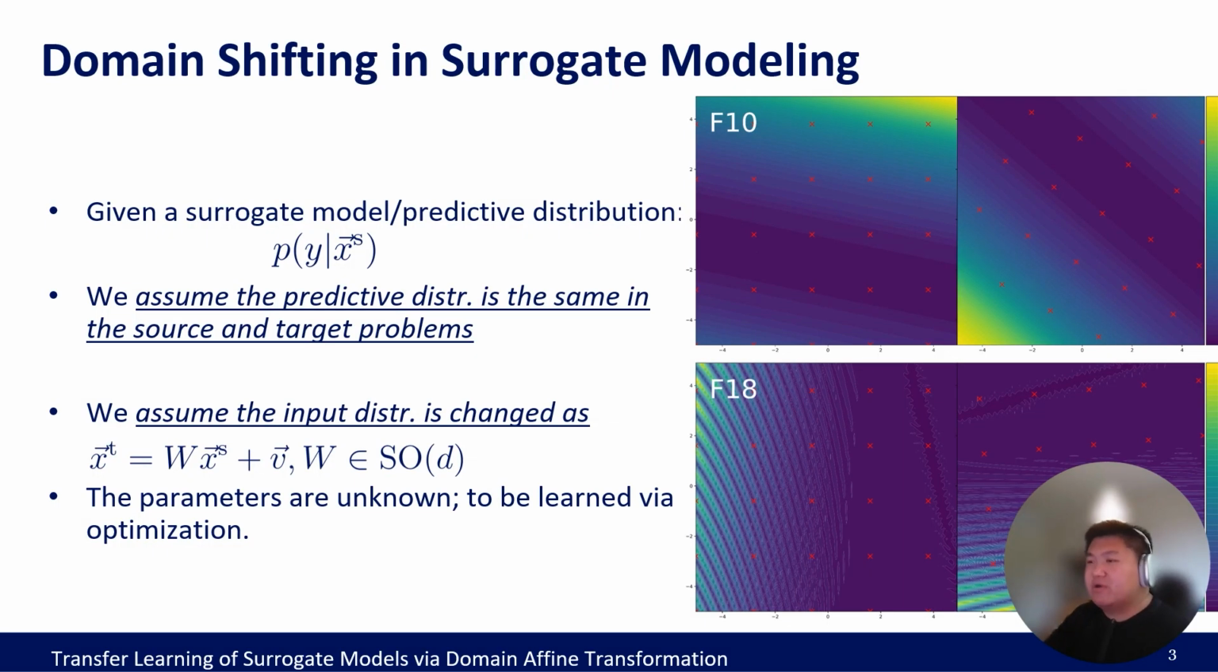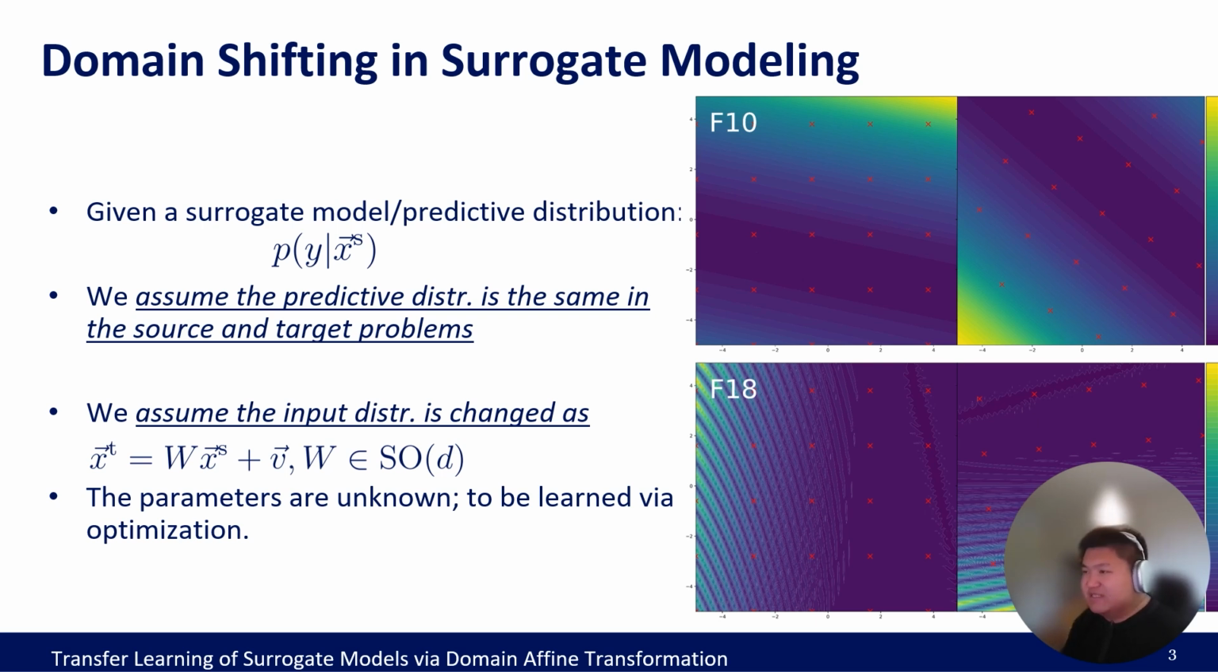So in our case, we explored adaptation of surrogate models when transferring from source to target domains under the presence of domain shift. The surrogate model's predictive distribution remains unchanged between the source and target function. This implies that the fundamental relation between the input features and the predictions is preserved. So we assume the input distributions between the source and target are related by an affine transformation, namely a composition of rotation and translation. So the W here denotes the rotation and the V is the translation.